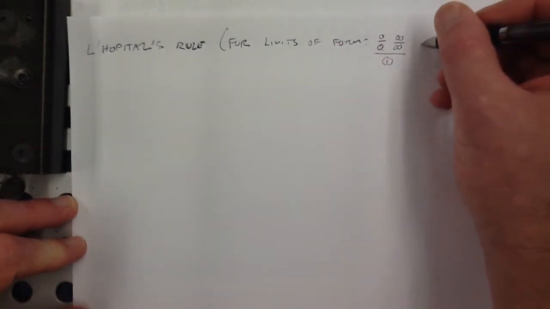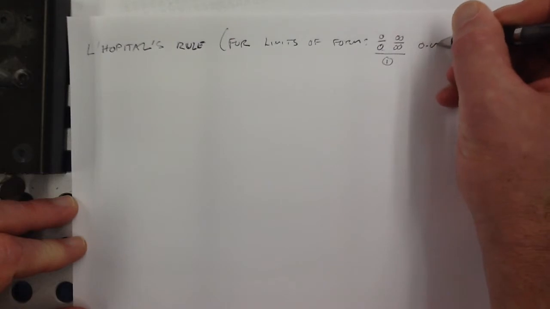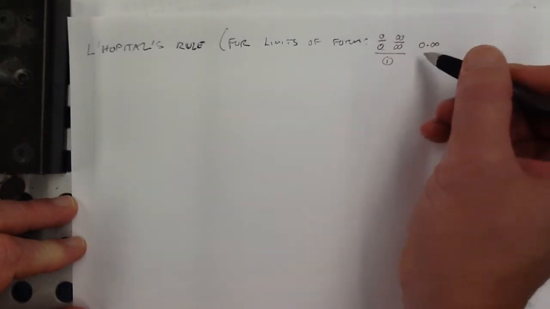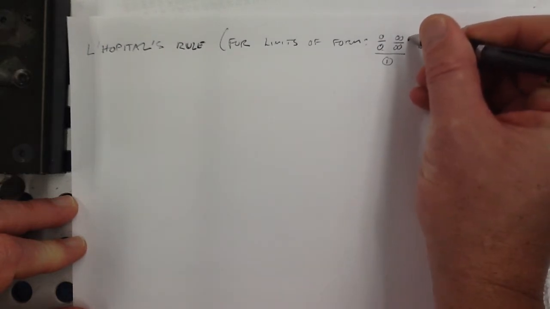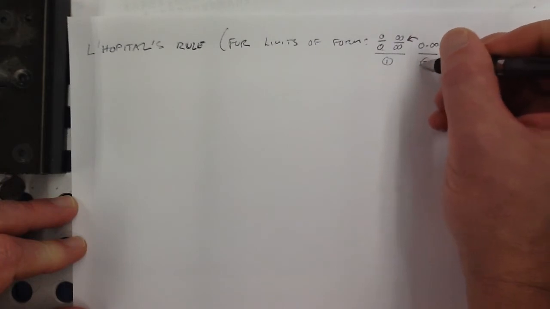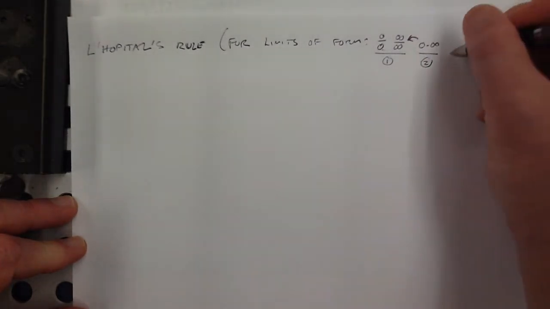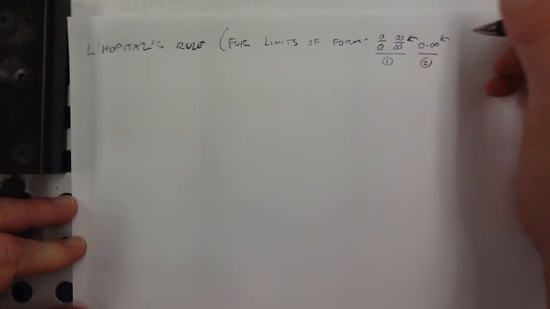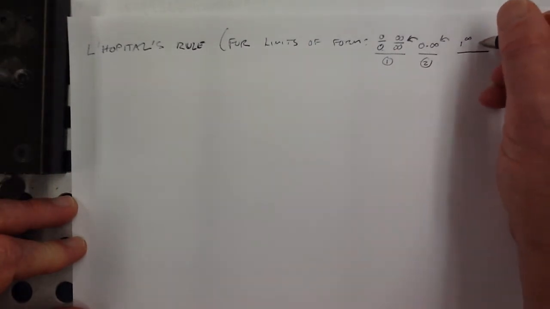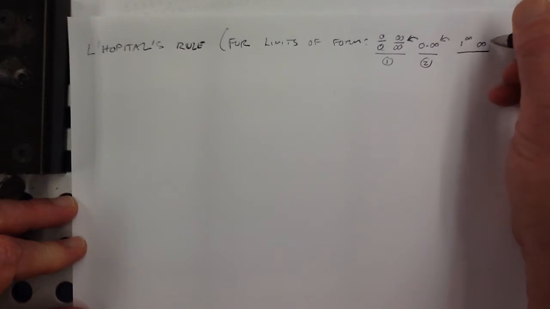L'Hopital type 2 is when you have 0 times infinity and you flip one of them over and turn it into one of these. And then L'Hopital type 3 is where you start out with 1 to the infinity or infinity to the 0.